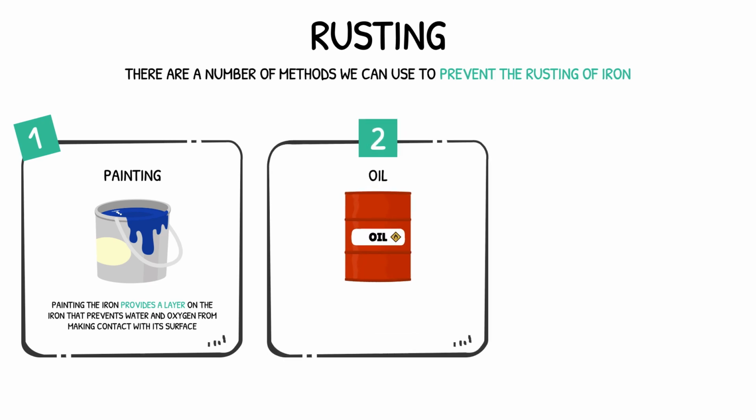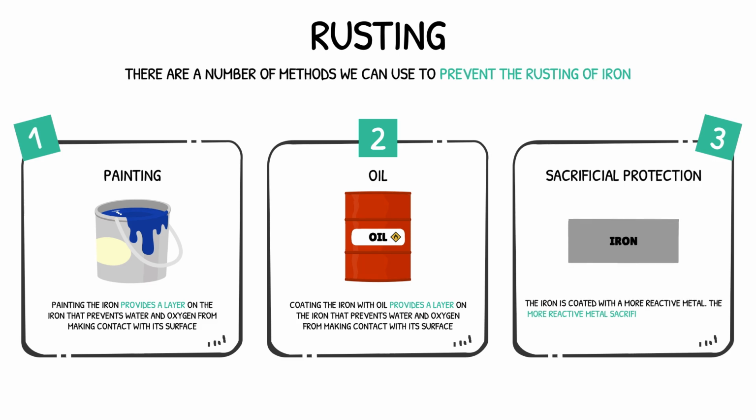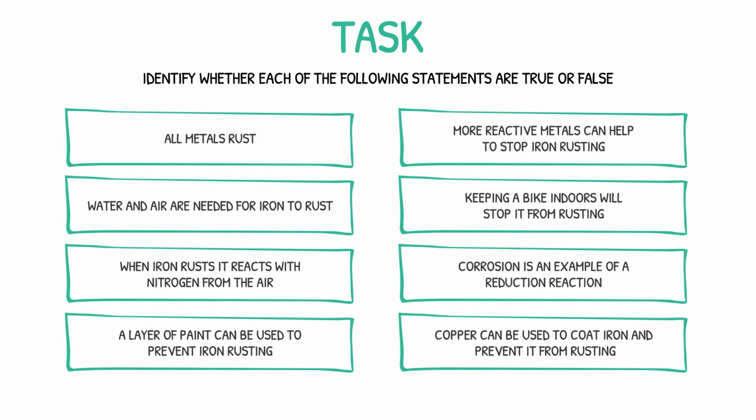Oil can also be used to prevent the rusting of iron. Much like paint, coating the metal in oil produces a barrier which prevents the oxygen and water contacting the surface of the metal. Sacrificial protection is a method of rust prevention whereby the iron metal is coated in a more reactive metal, such as sodium. The more reactive metal sacrifices itself by reacting with the environment, providing a barrier to the iron metal and thus protecting it from rusting.